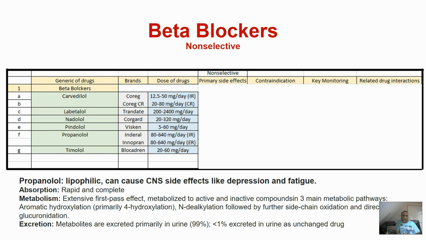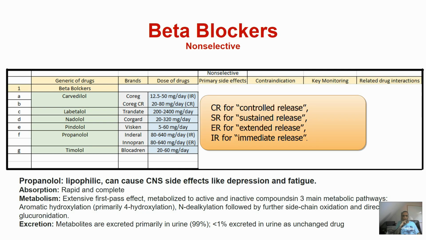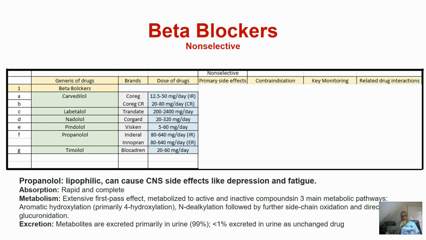Excretion: metabolites are excreted primarily in the urine, 99%, and less than 1% can be in unchanged drug form. Propranolol dosage normally is 80 to 640 milligrams per day in the IR, and 80 to 640 milligrams per day in the ER. It's very important that we can use these drugs in anxiety also, because in anxiety and depression with a higher heart rate, these drugs can be more effective.